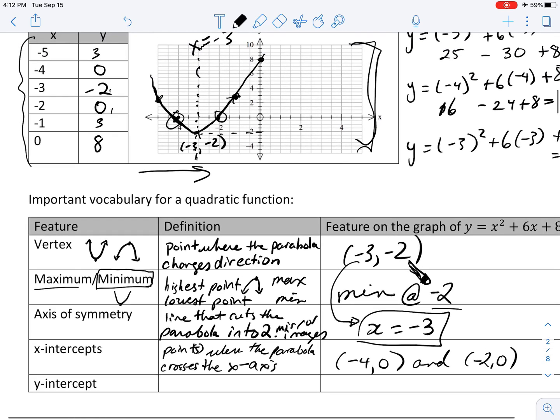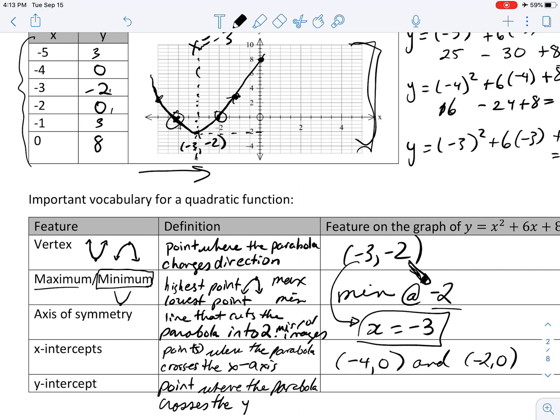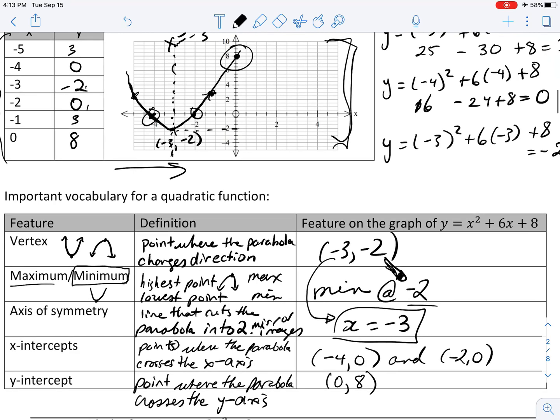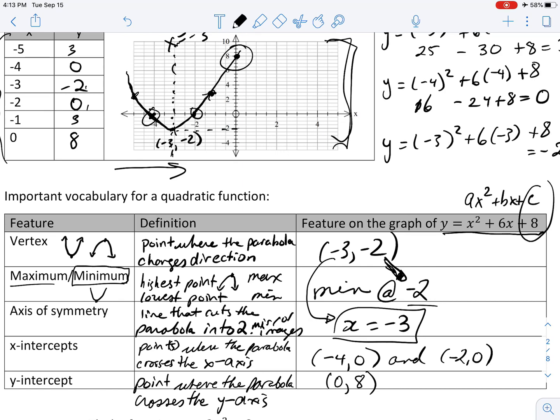The y-intercept: there will only be one y-intercept, and there's always one, the point where the parabola crosses the y-axis. And that's right here at 8. So (0, 8). Incidentally, in our equation, if it's written in ax squared plus bx plus c form, the value here is the y-intercept. So that's that 8 right there.